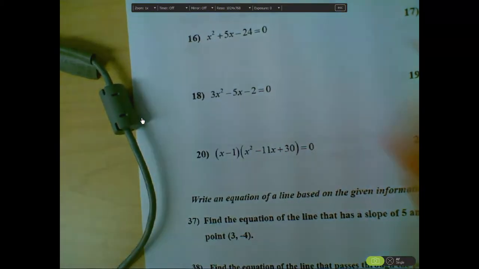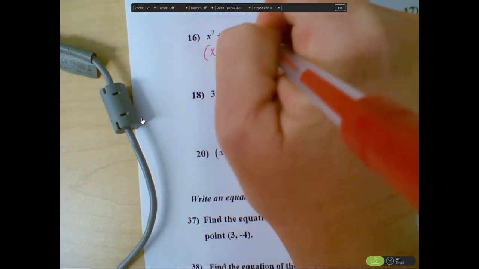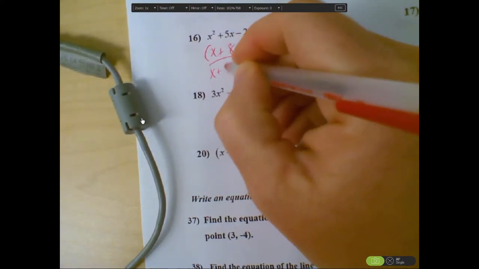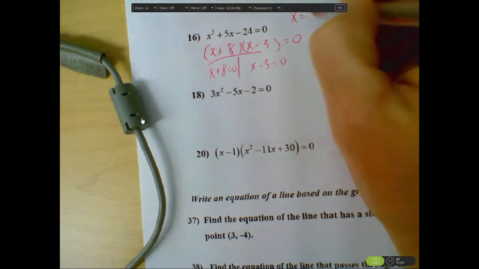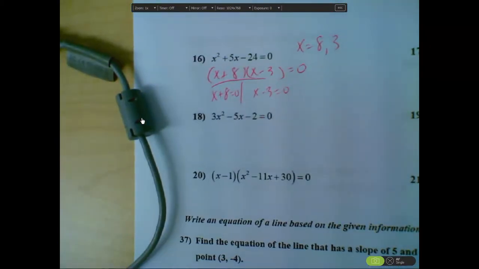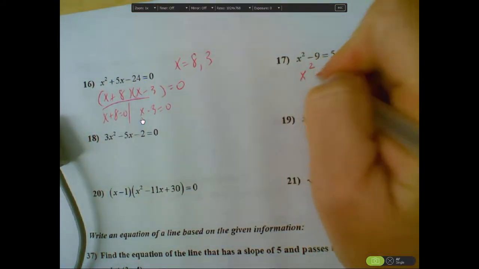When you have to solve a quadratic, you need to factor if possible. In this case, it is. And then set each factor equal to 0. And therefore, x equals 8 or 3. And then check them both and you'll see they both work. Over here, you want to set it equal to 0 again.